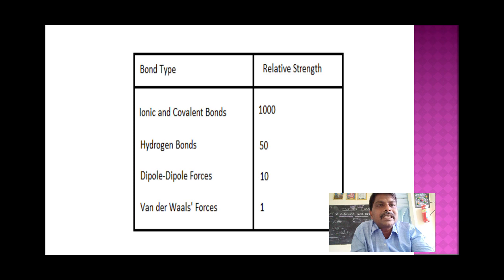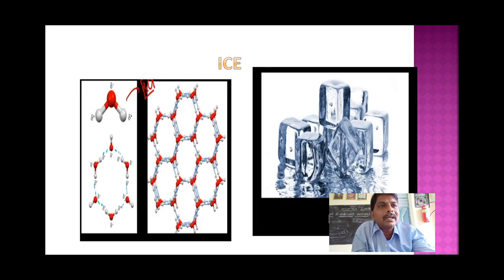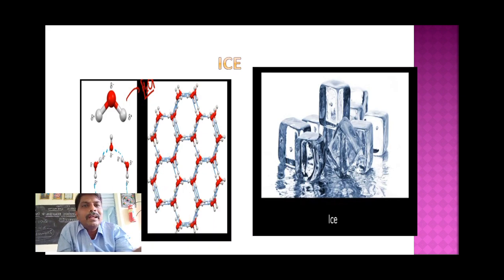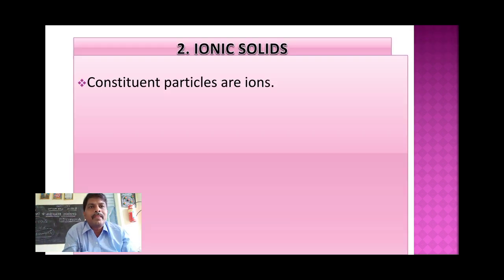Okay. Next, so the first type of solid is completed, that is molecular solids are completed. In molecular solids, three types completed: non-polar molecular solids, polar molecular solids, hydrogen bonded molecular solids. Now we will come to the second type, ionic solids. In ionic solids, what are the constituent particles? You can say easily, constituent particles are ions.